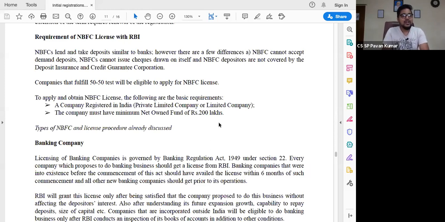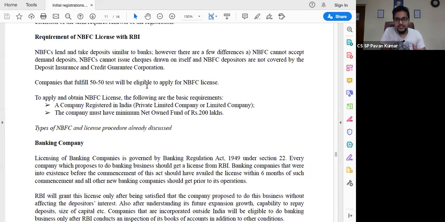However, a small introduction about NBFC companies: NBFCs lend and take deposits similar to banks. However, there are a few differences. NBFCs cannot accept demand deposits, which means that if someone is giving a DD, NBFCs cannot accept demand deposits. NBFCs cannot issue cheques drawn on their own name. So NBFC companies cannot issue chequebooks.